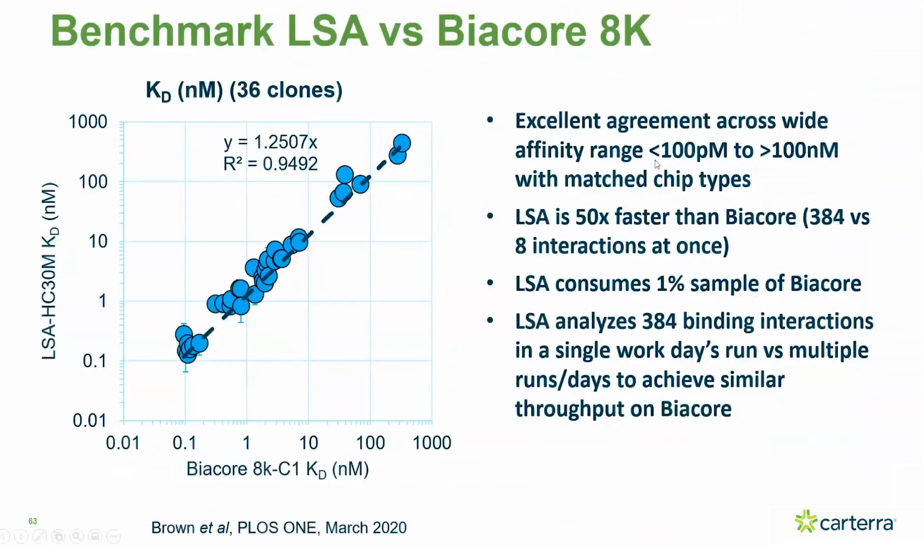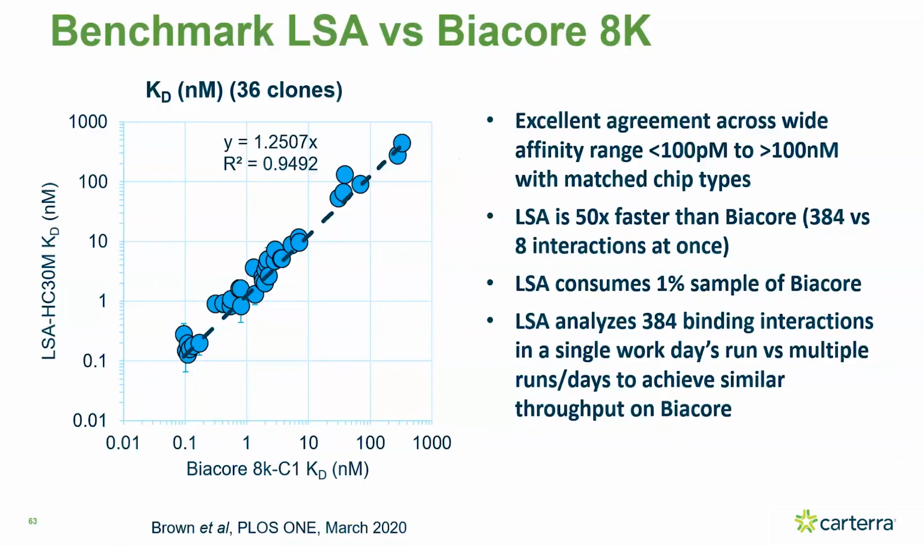Real high-level summary from the results. When we compared on similar chip types the kinetic data from the LSA and the Biacore 8K, we got essentially the same kinetic value over a broad kinetic range. We were within 2-fold. The LSA was about 50 times faster, though, and used about 1% of the sample to compare. Also, there are error bars in the LSA direction because we generated multiple replicates of each data point, whereas the Biacore only generated a single data point.